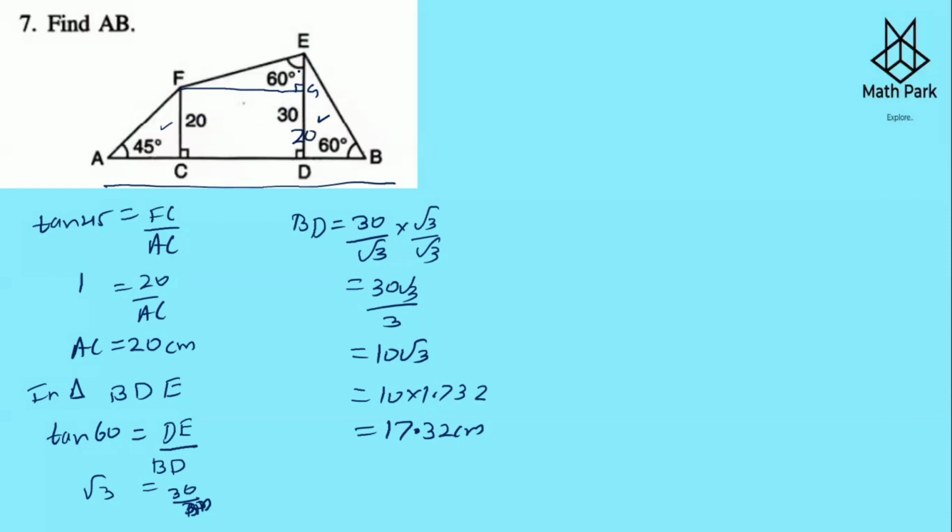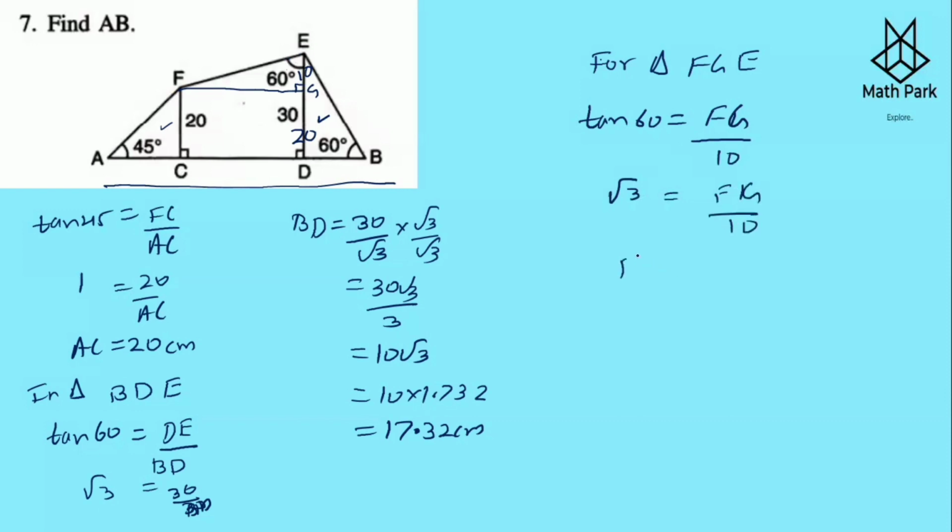So this is 20, and 30 minus 20, we get this as 10. We got this as 10. Now the adjacent to 60 is 10 and the opposite is FG that we have to find out. So for triangle FGE, we will use tan 60 is equal to opposite upon adjacent. Opposite is FG upon adjacent is 10. Tan 60 is again root 3, which is equal to FG upon 10. So you get FG is equal to 10 root 3, which is again 17.32 centimeter.